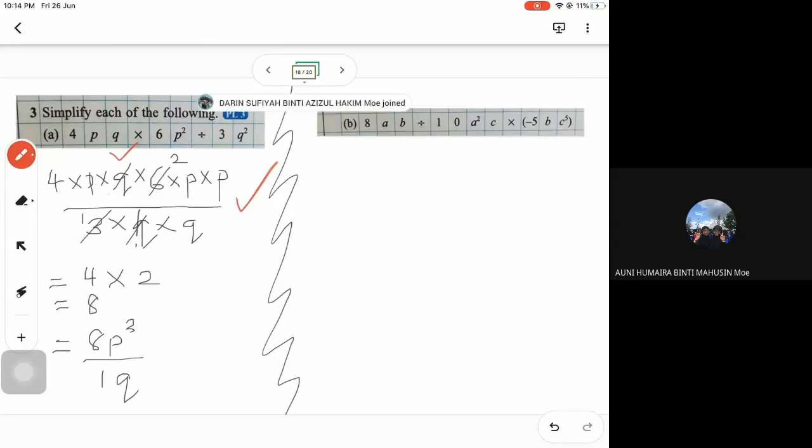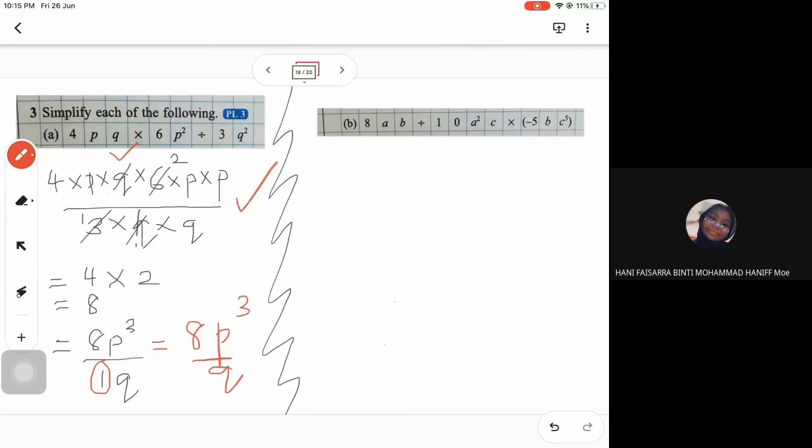Yes. Class, what do you think about Auni's work? Auni's final answer. Nak kena buat number 1. Eh? It's not that lah kalau macam ni. So, is 8p cubed over q. Okay, Auni, remember. Kalau 1 tu jangan tulis. Boleh eh? Maksud cikgu, 1 variable. Jangan tulis 1 kat depan. Kalau 1 constant, kena tulis.